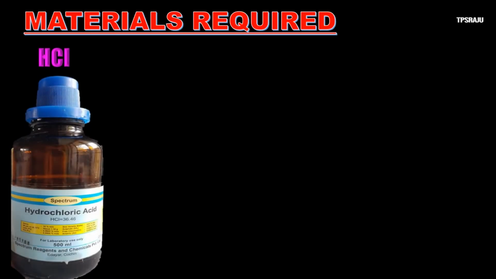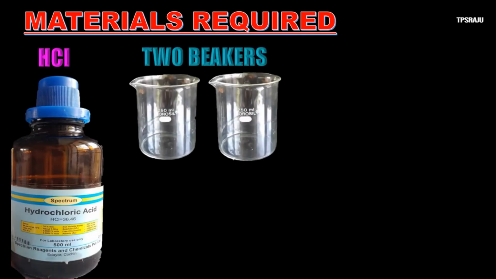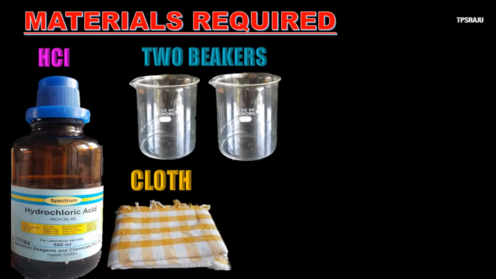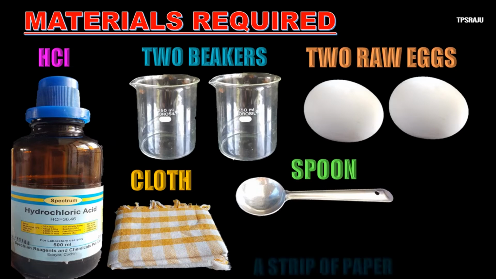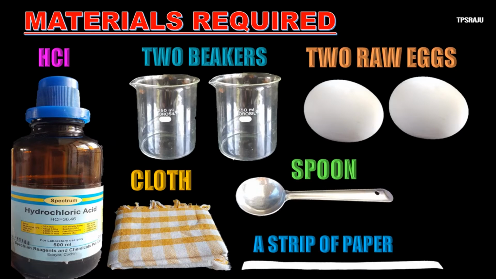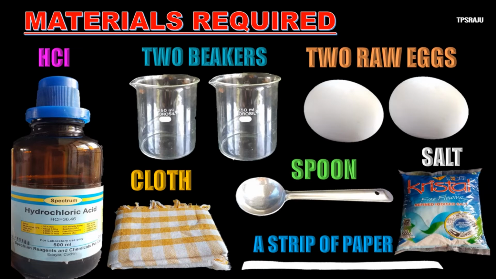What are the materials required for this experiment? We need to take some HCl, 2 beakers, a cloth, 2 raw eggs, a spoon, a strip of paper, and some salt.